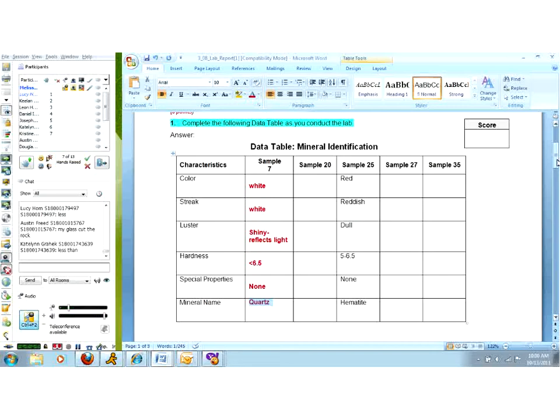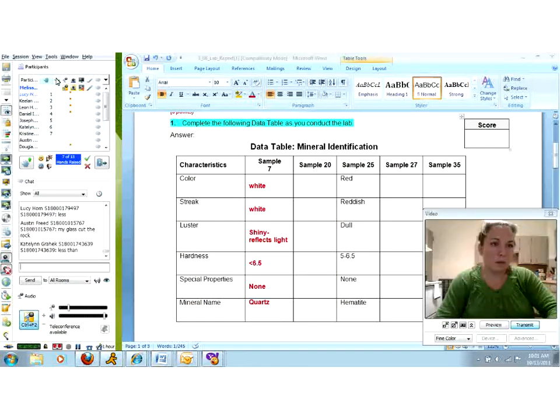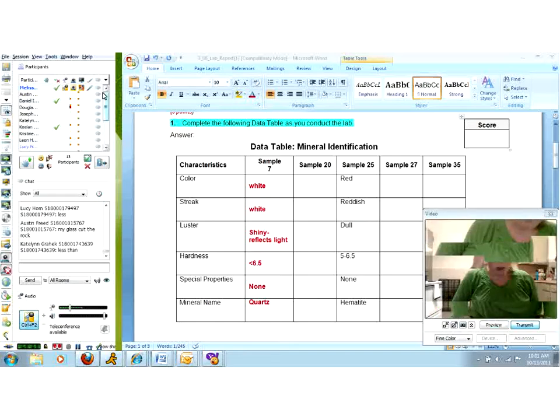All right, what we're going to do now is go ahead and do the next one together. We're going to move faster through sample 20. So go ahead and get the rest of sample 7 filled in. Once you have it filled in, put your green check up.